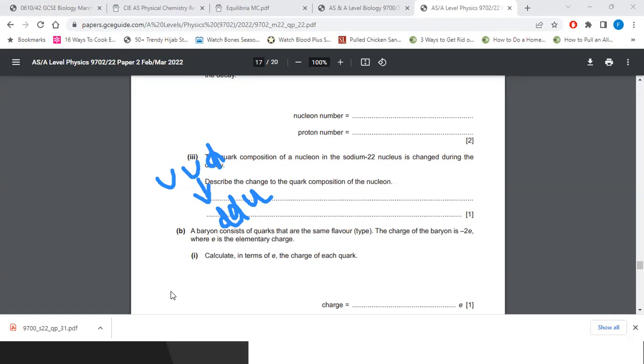It's anti-up, anti-charm, and anti-top. Is it? I'll tell you, this is easy. It's only like 1 mark. Yes, I did that. I added the anti-up charges, charm and top, so it gives you minus.